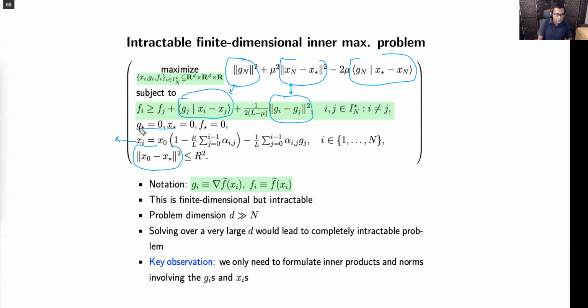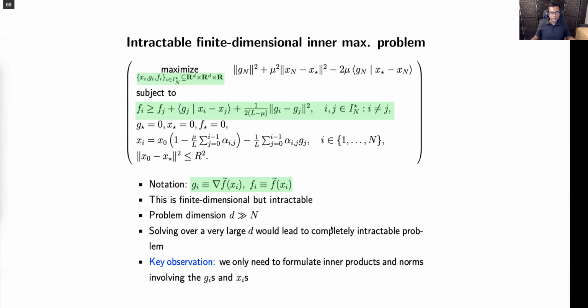Now again, I wanted to reiterate that even though we have this xi equal to this, we can just take this and replace the value of xi in those points where it appears. And then the only thing that we will have after that replacement is inner products and norms involving gi's and xi's. Okay.